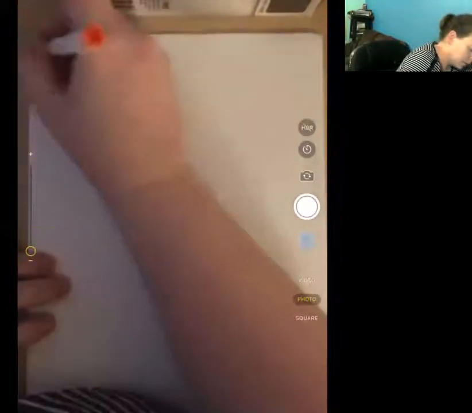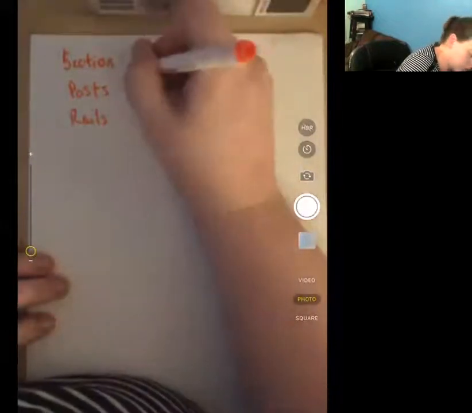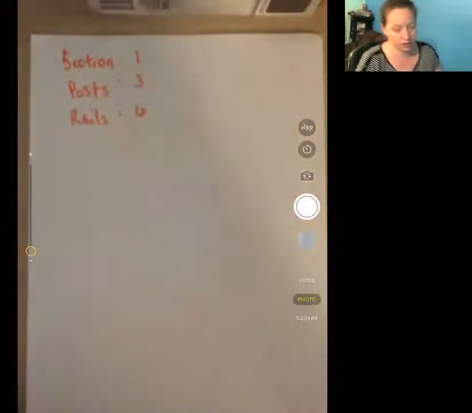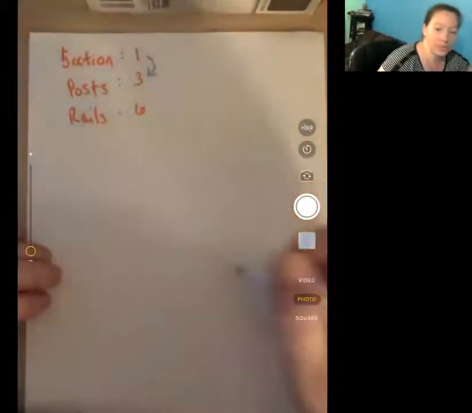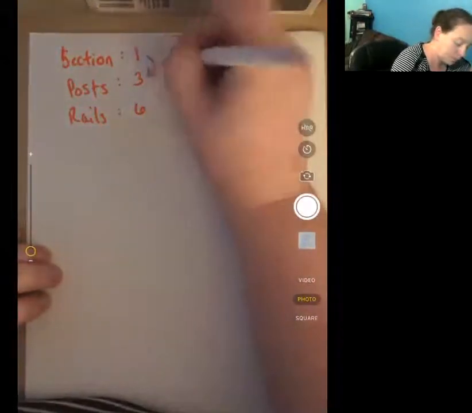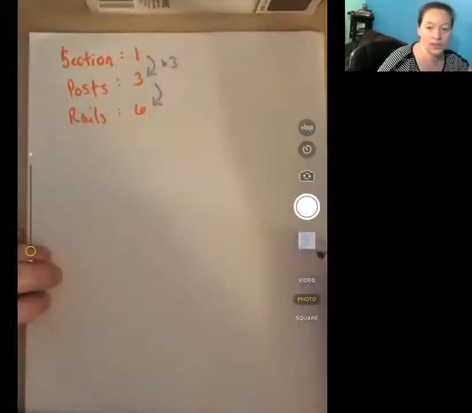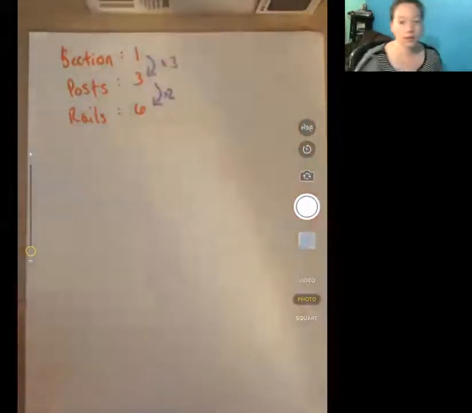Okay, so one section. Sorry, I need to actually label these things, otherwise we're going to get totally lost. Section, post, rails. So for one section, we have 3 posts and 6 rails. What did I do to the 1 to make it a 3? 1 times what? 3. What did I do to the 3 to make it a 6? 3 times what? 2. Okay, so that's our rule.